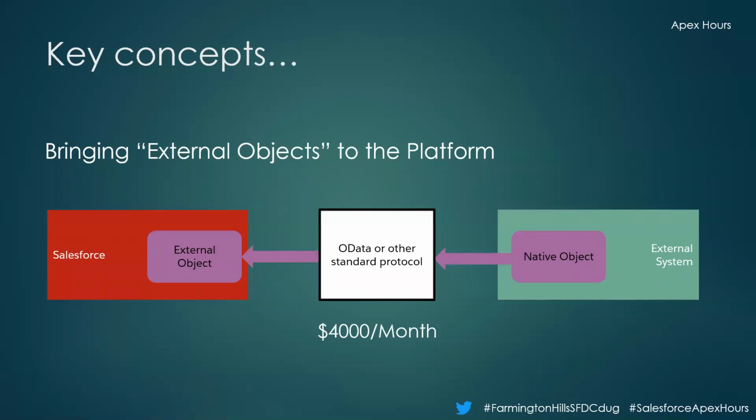And the way you do this and bring external objects into the platform is by using a data source. And most of the time, these data sources connect by way of a standard connector, such as OData or some other standard protocol, which sort of comes out of the box. And this is what I suspect 99% of everybody who does external objects would do.